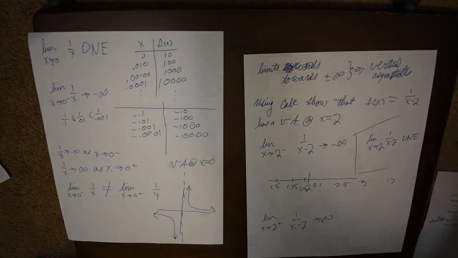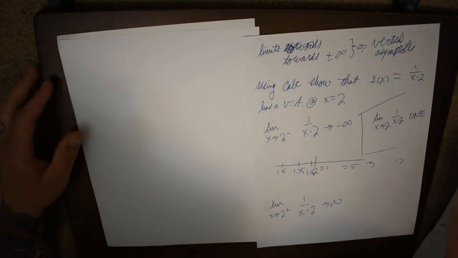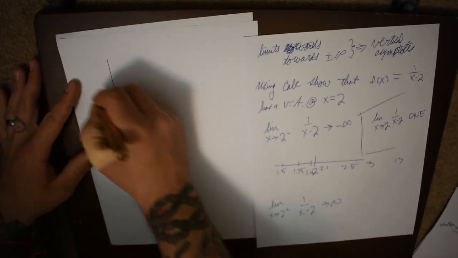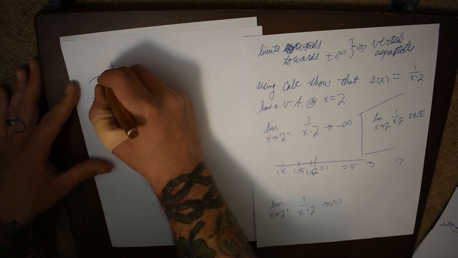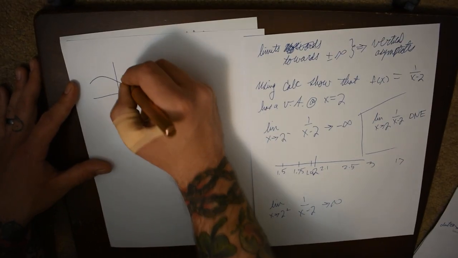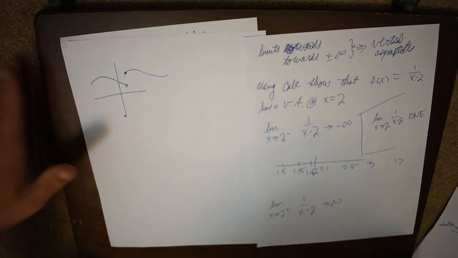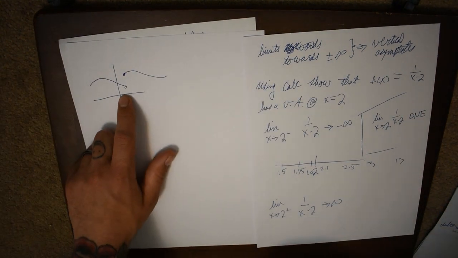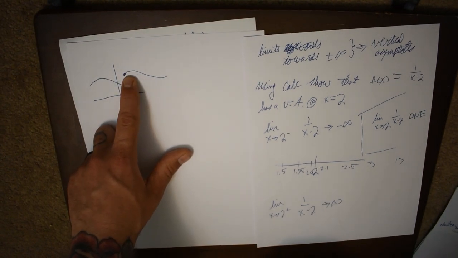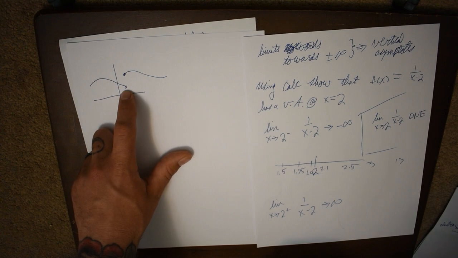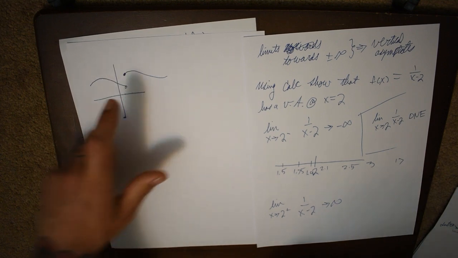Let me grab another piece of paper. So, we could have some function that goes like that. Now clearly the limit from the left does not match the limit from the right. That means this limit does not exist. However, we do not have a vertical asymptote.